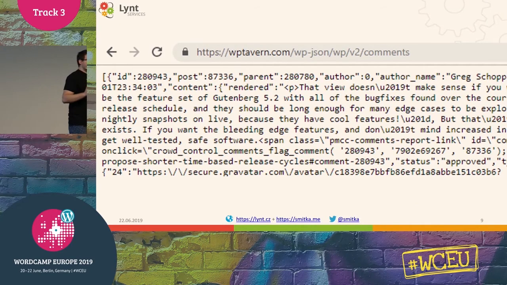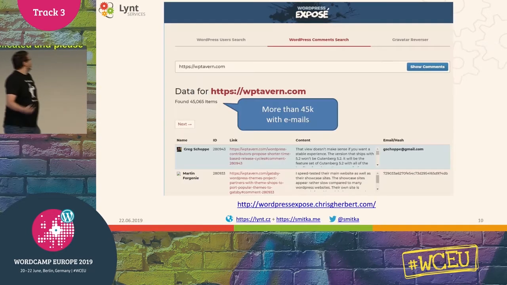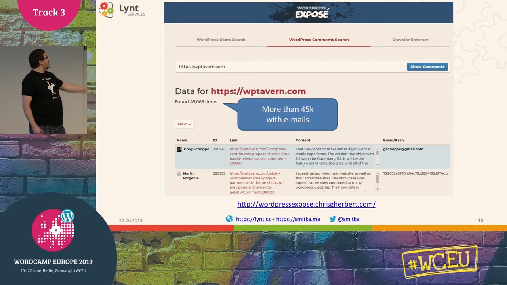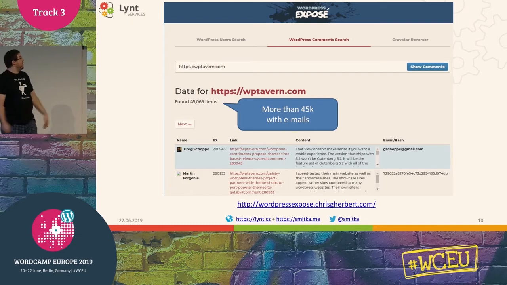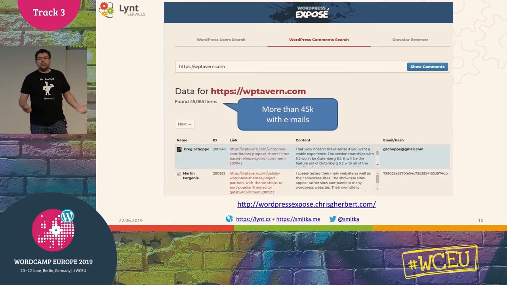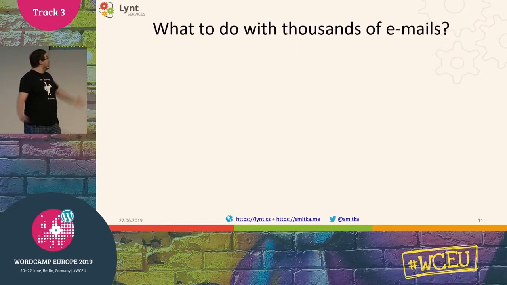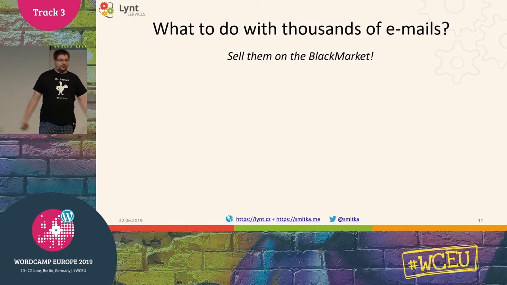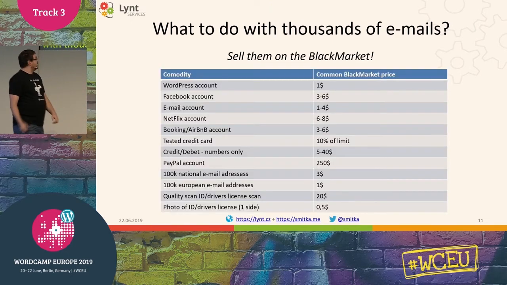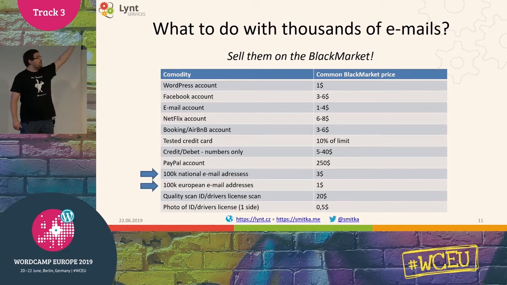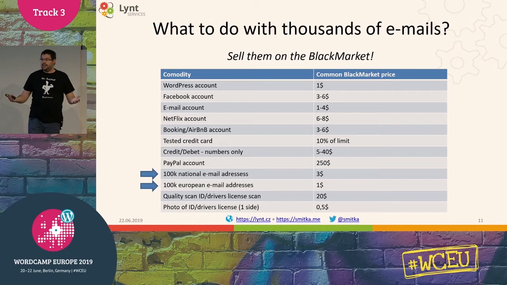But there are many other emails in WordPress. The comments. You probably know WP Tavern, and there are more than 45,000 comments with emails. You may be asking what to do with thousands of emails. We can sell them on the black market, for example. There's a price list, and you can find that emails are pretty cheap. But on the other hand, we are able to harvest tons of them pretty easily.